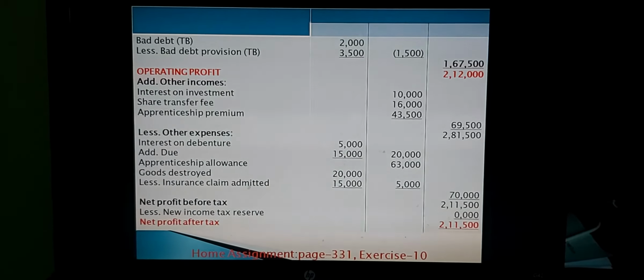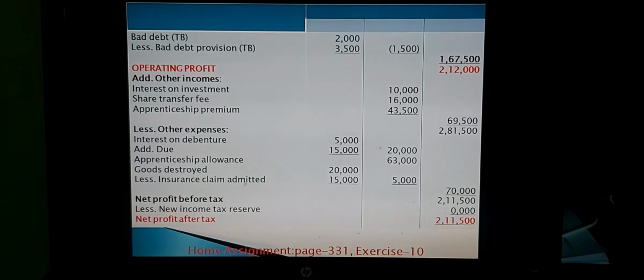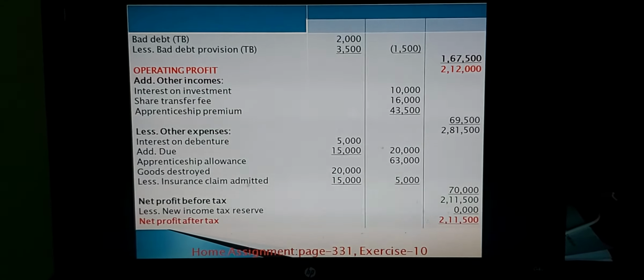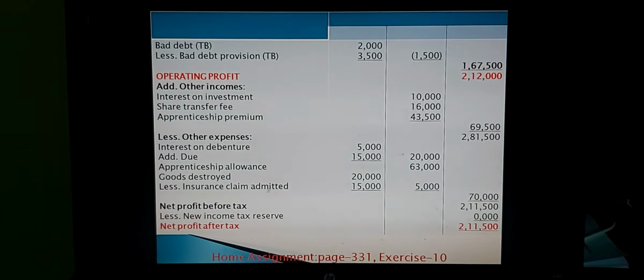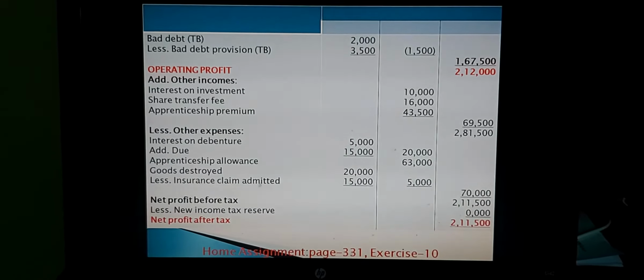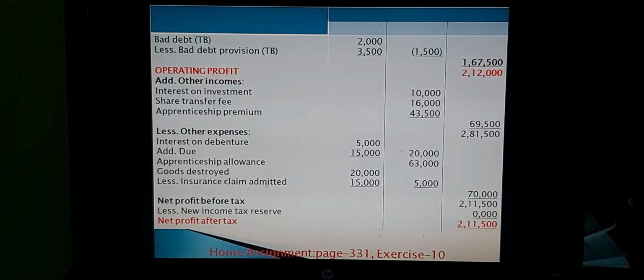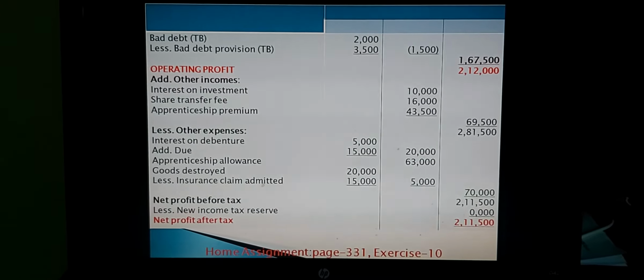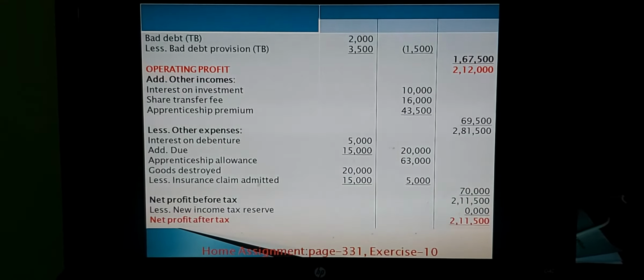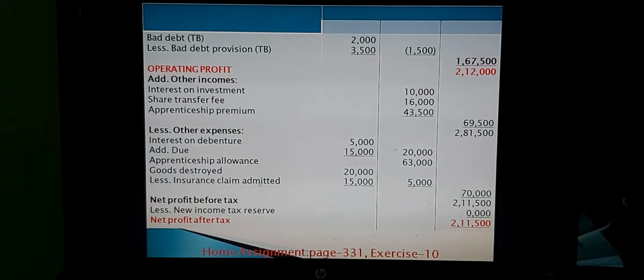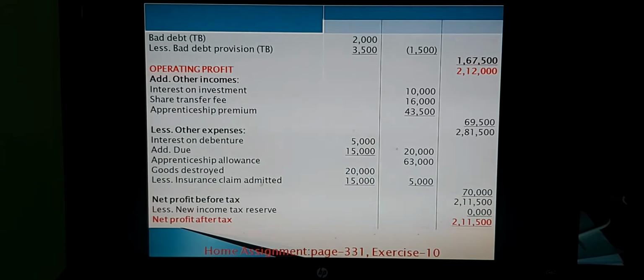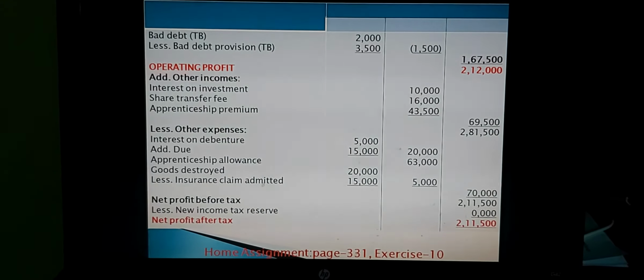This is the very big solution in full length of income statement. I have solved, dear students. This is the very important math for you for any exam. You have to give the 2 answers from this chapter.